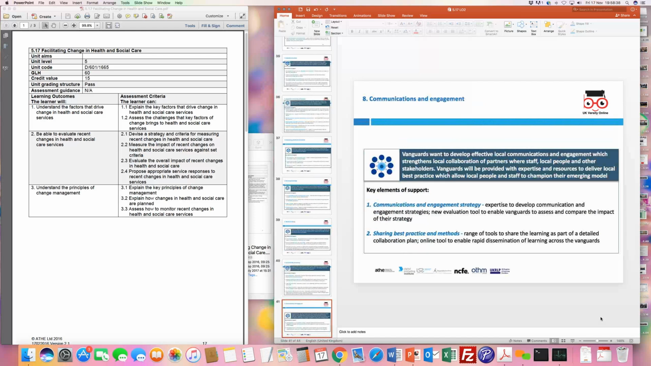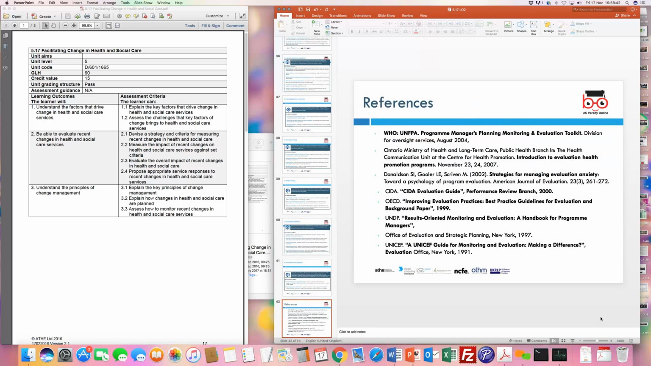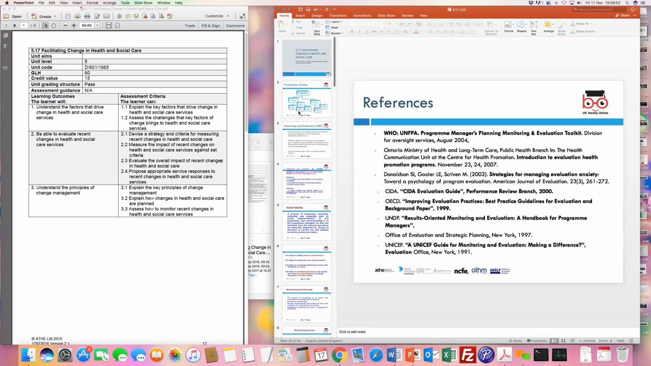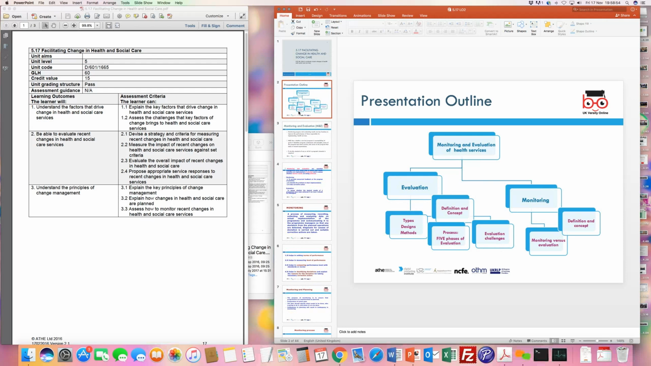These 8 factors, explained in a bit more detail on these slides, bring us to a conclusion in terms of the learning outcome. Just to summarize, in learning outcome 1 we identified the key factors which are driving change and contributing to driving change within the sector.